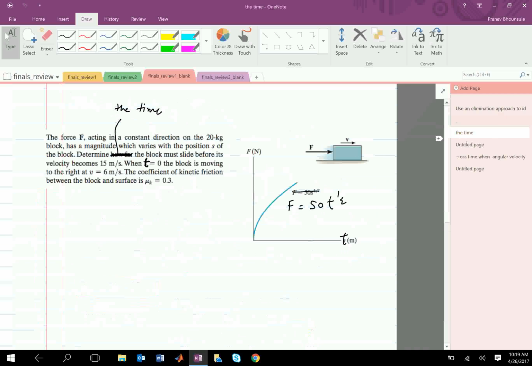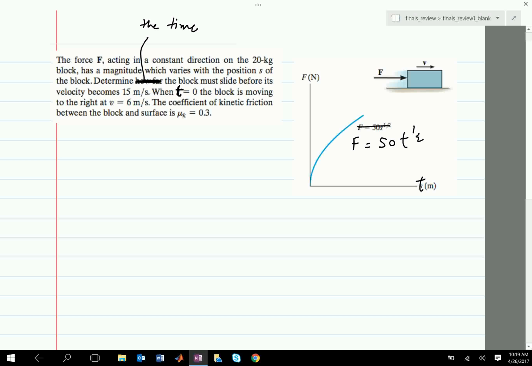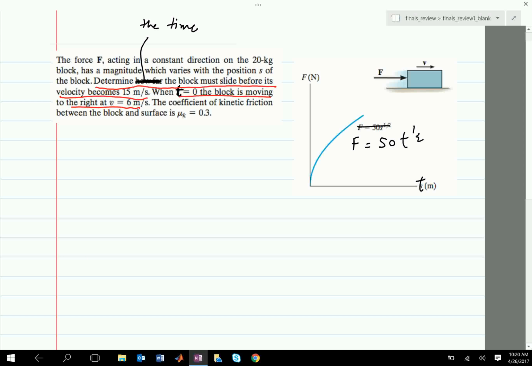Okay, so I slightly twisted the problem. Same problem, looks similar, and the wording is the same, but what I said here is: determine the time the block must slide before its velocity becomes 15 meters per second. Earlier you were asked to find the distance when the velocity was 15 meters per second. You're told that when t is 0, the block is moving to the right with 6 meters per second. So I'm going to set up the unknown. t1 is 0, the velocity is 6 meters per second. At t2, which is unknown, v2 equals 15 meters per second.